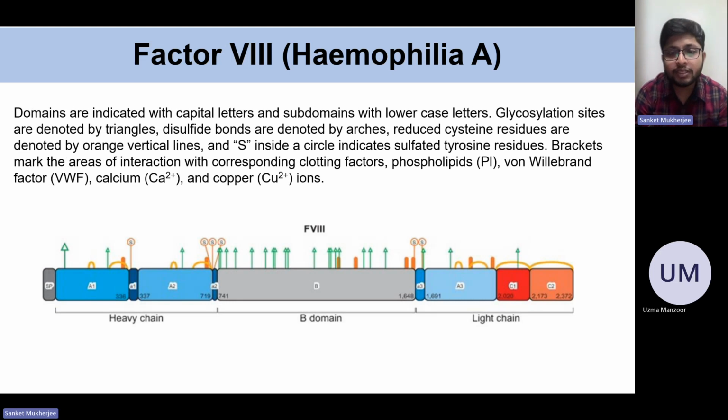So here you can see the structure of F8. The domains are in capital letters. The subdomains are in lower case. Glycosylation sites are denoted by triangles. Disulfide bonds are denoted by arcs. And reduced cysteine residues are denoted by orange vertical lines. The S inside the circle indicates sulfated tyrosine. Residues bracket mark the area of interaction, and so on and so forth. You can study about the structure.